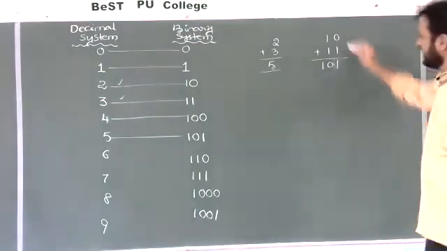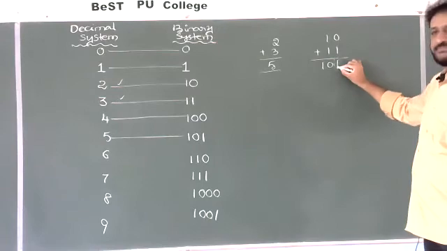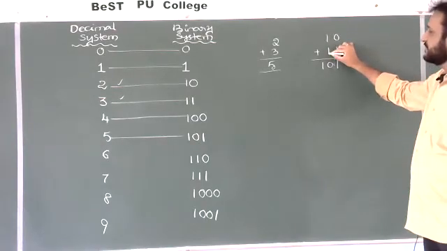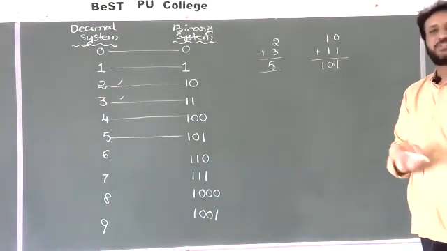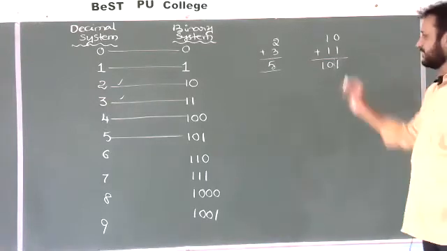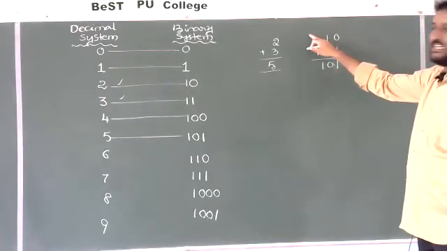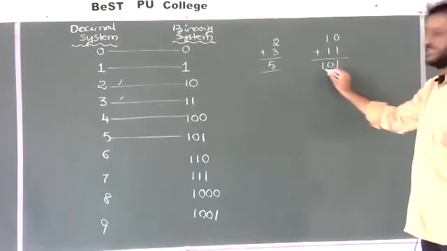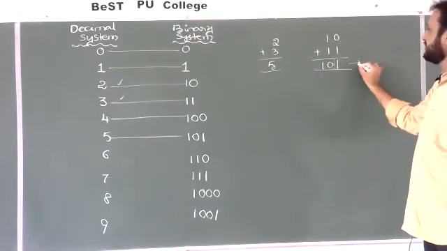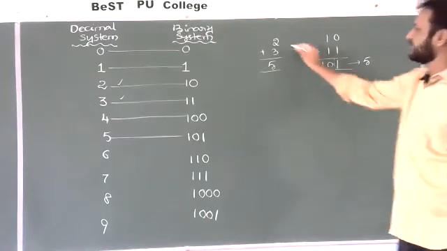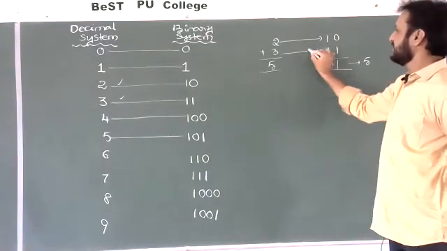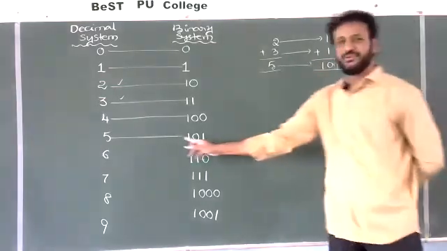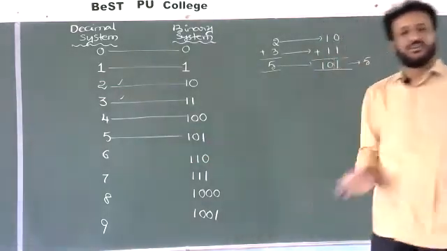Here, 0 plus 1 is equal to 1. Next, 1 plus 1 is equal to 1 0, which means you write 0 here and carry 1 here. Right? Whatever carry you have written, you should write here. It is a process, but this will be equal to 5. And you have to compare also: 2 means 1 0, 3 means 1 1, but 5 will be equal to 1 0 1. So it is a method to add.